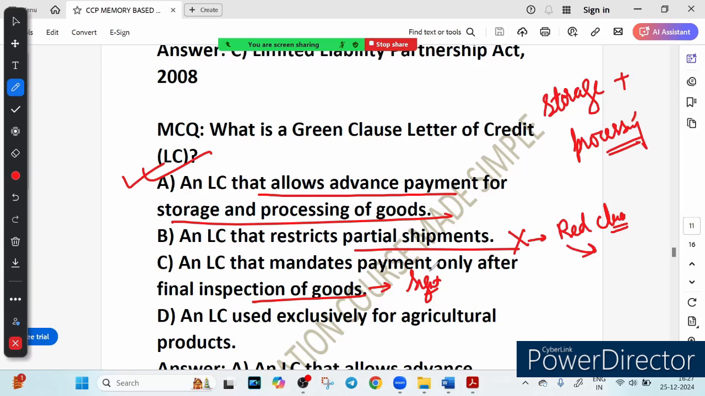So what we have learned in this particular question is that the green clause letter of credit helps the exporter by providing advance payment for storing and processing goods.